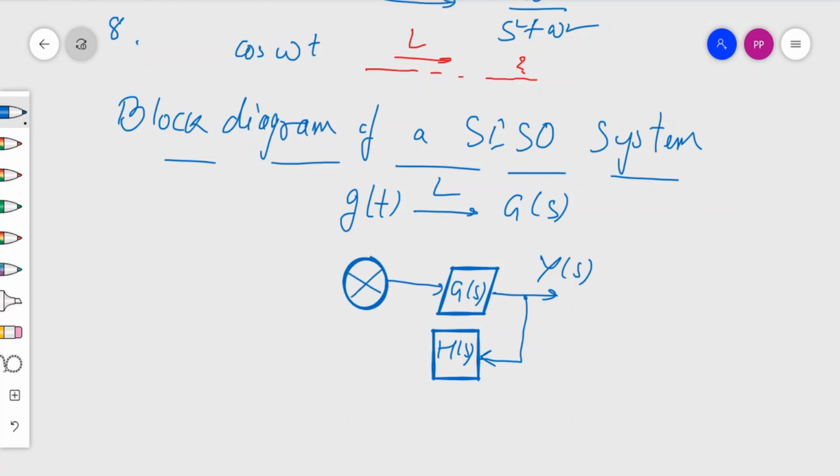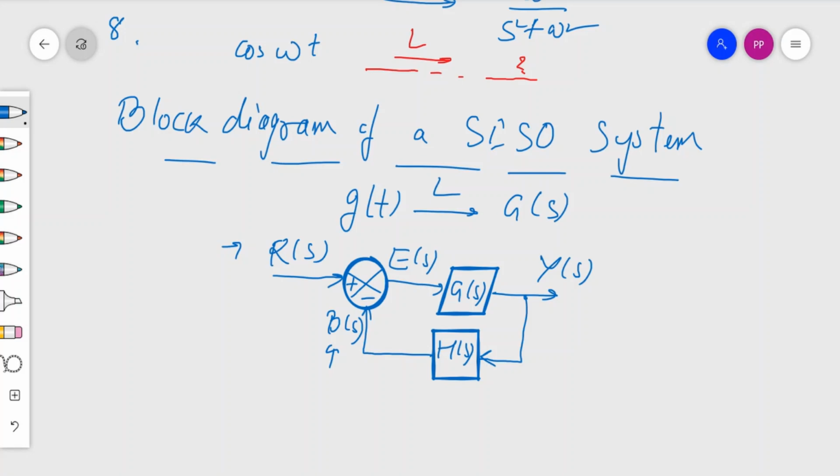The job of the comparator is to take the reference input R(t), transformed into R(s), and compare it with the feedback signal. This is plus, this is minus. Always remember that the feedback signal is the minus signal, which has to be subtracted from the reference signal. So these two signals are compared over here. This is basically the error signal, as I discussed in the previous lecture.